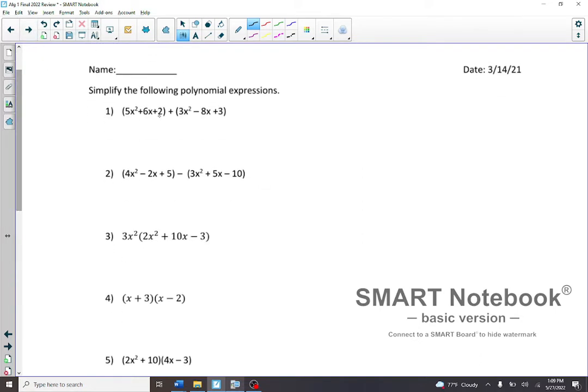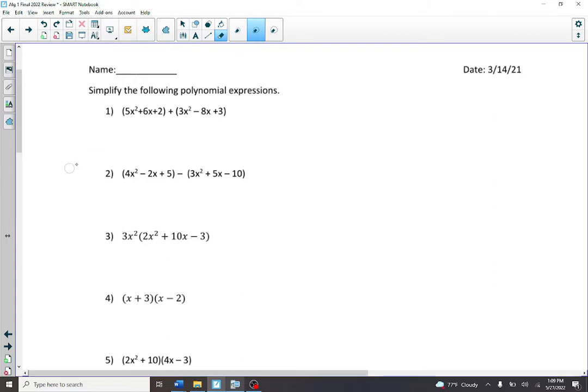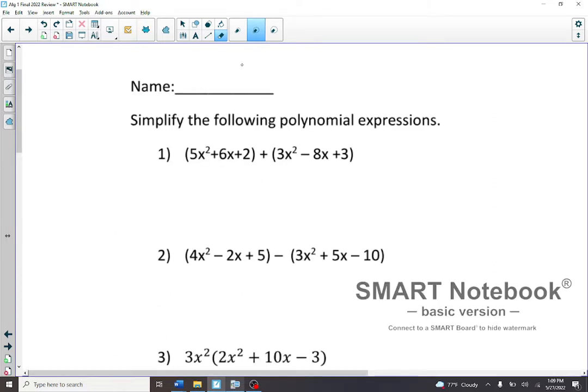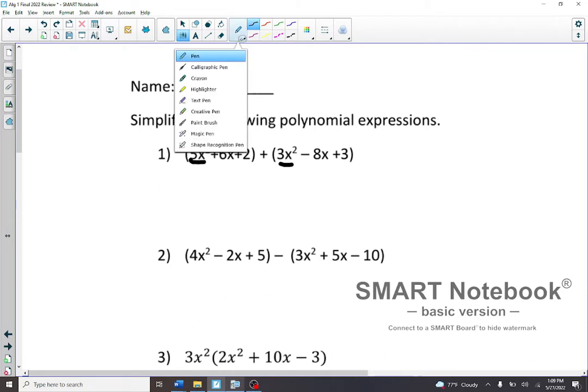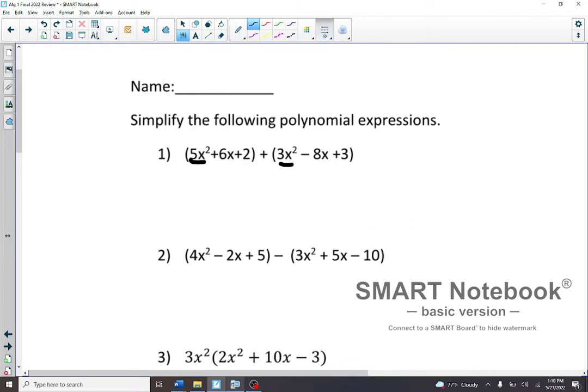All right, next one. When simplifying the polynomials, look at here, there's a plus sign here. Because there's a plus sign here, that must mean we're going to add. So because we're going to add, it's going to be 5x squared plus 3x squared.